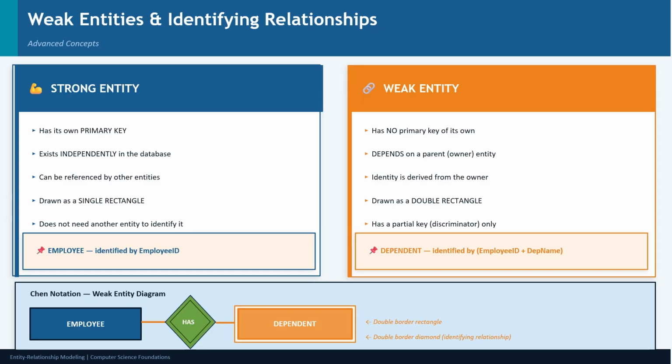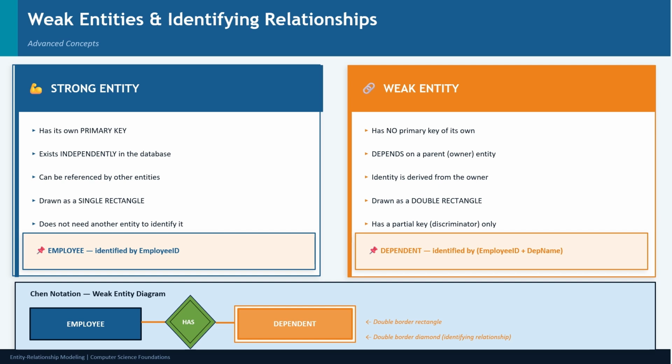Here's an advanced concept worth knowing. Weak entities. A strong entity has its own primary key and can exist completely independently. Every entity we've worked with so far has been strong. A weak entity has no primary key of its own. It depends entirely on a parent entity, called the owner, for its identity. Without the owner, the weak entity cannot meaningfully exist.